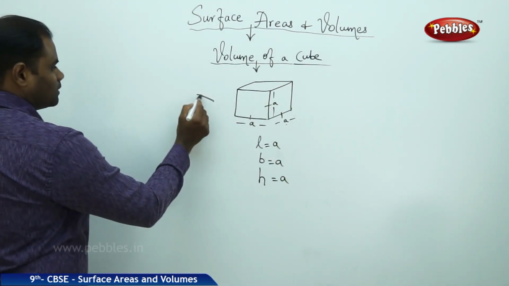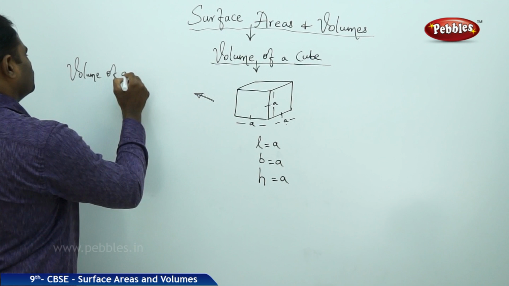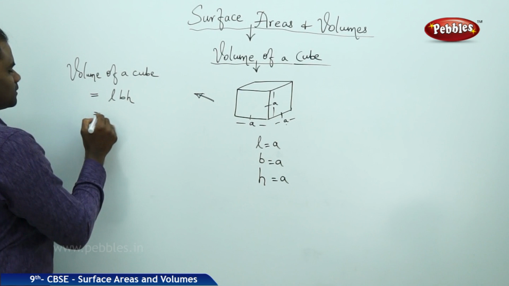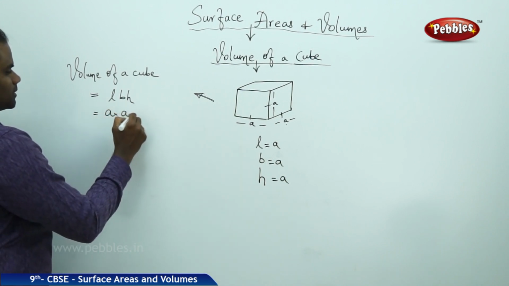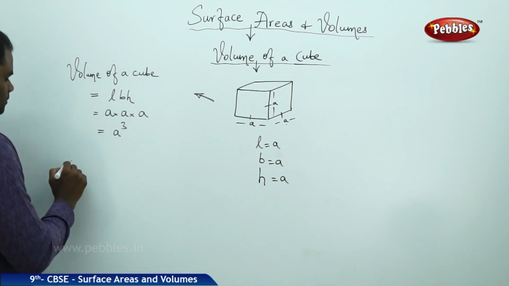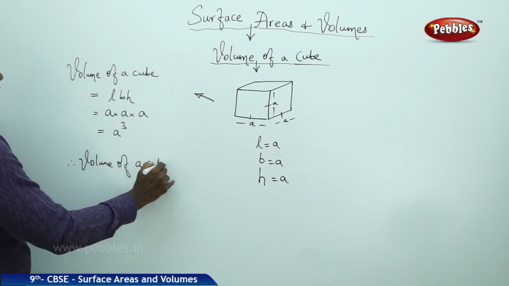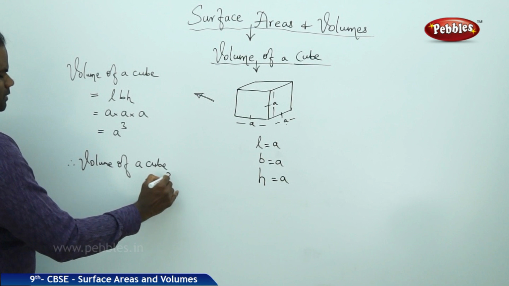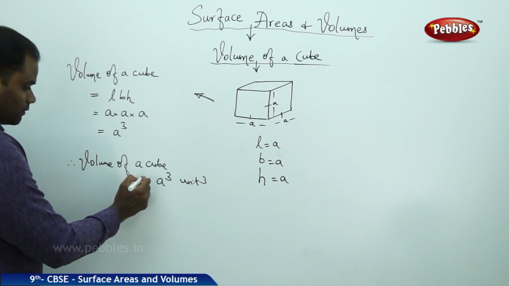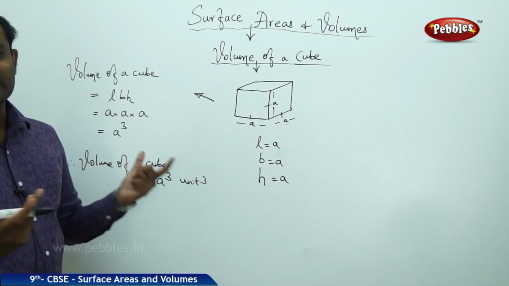So I get the formula which says volume of a cube, as a special case of a cuboid, is LBH, but my length is A, width is A, and height is A, which gives me A cube. Therefore, volume of a cube is A cube unit cube. So if you know the side of a cube, just cube it and we get the volume of the entire cube.